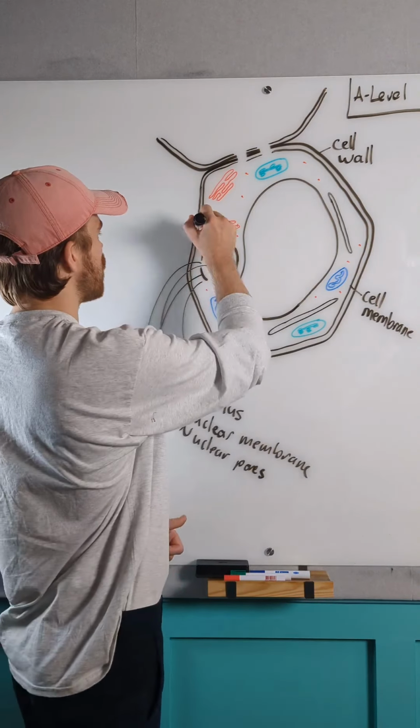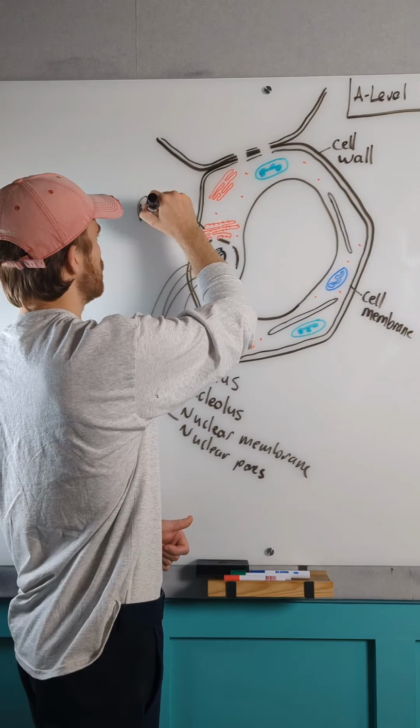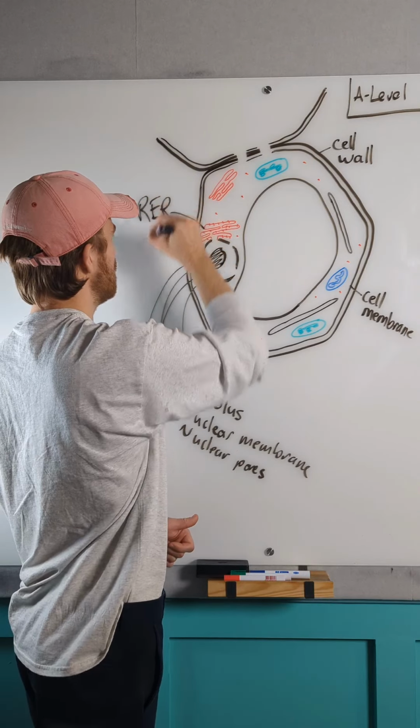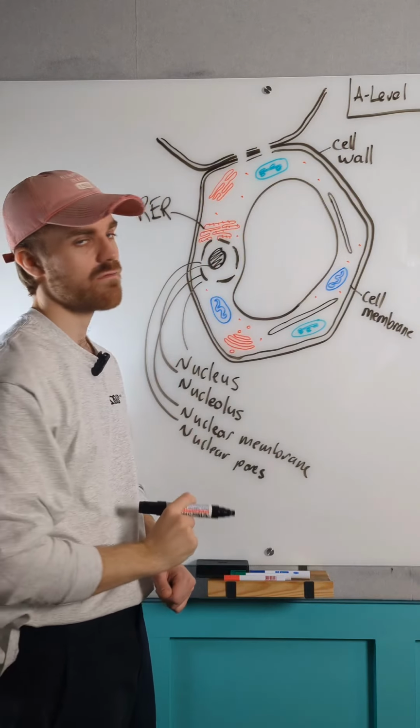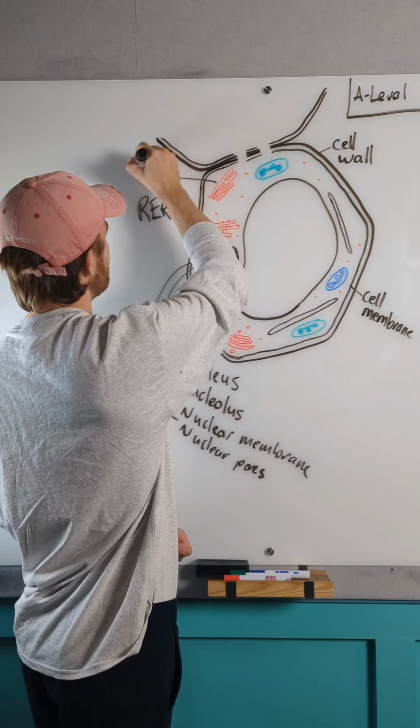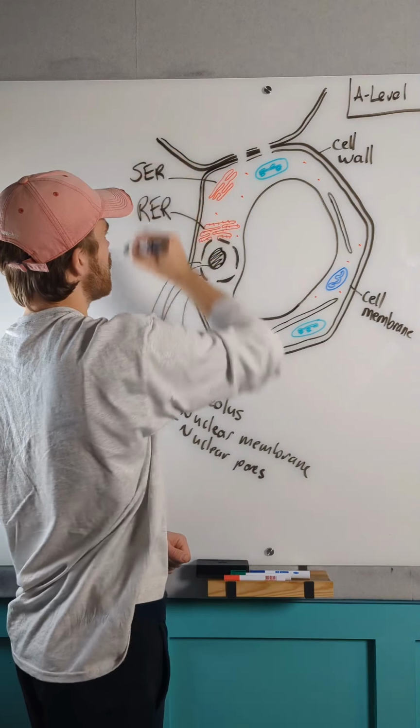Let's move on to our rough endoplasmic reticulum now. We can recognize that as our rough ER because of the ribosomes on the surface. Then we've got our smooth ER here.